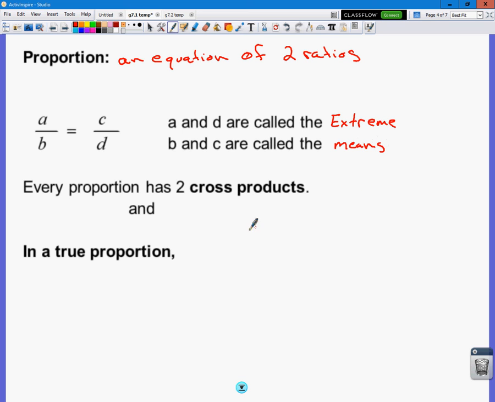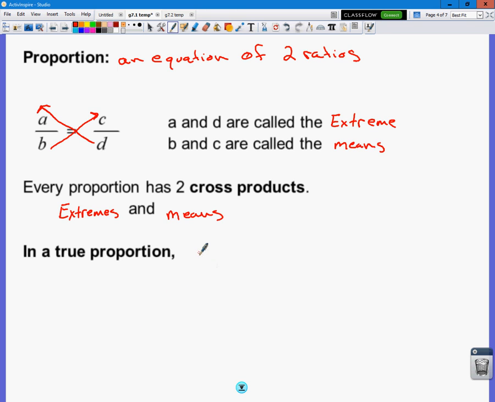In every proportion, it has two cross products. Cross product means when you're multiplying across this equal sign, you go from denominator to numerator, denominator to numerator, so it's a cross. And those cross products are called the extremes and the means.